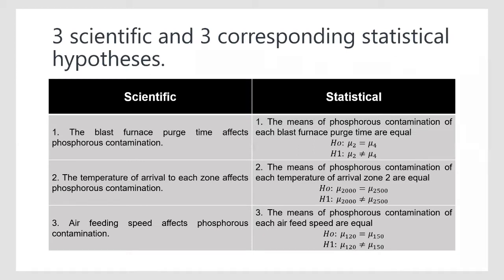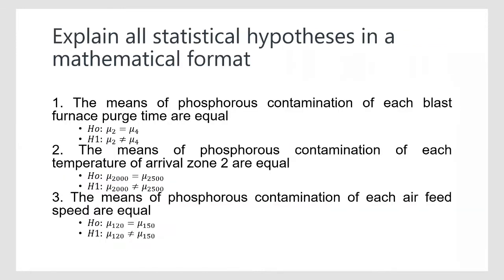For our hypotheses, we have three scientific hypotheses and three statistical hypotheses. The scientific hypotheses are one, that the blast furnace purge time affects the phosphorus contamination. The second is that the temperature of arrival of each zone affects the phosphorus contamination. And the third one is that air feeding speed affects phosphorus contamination.